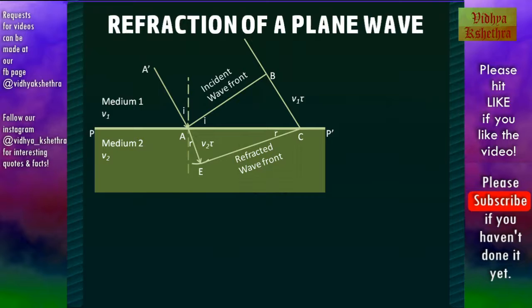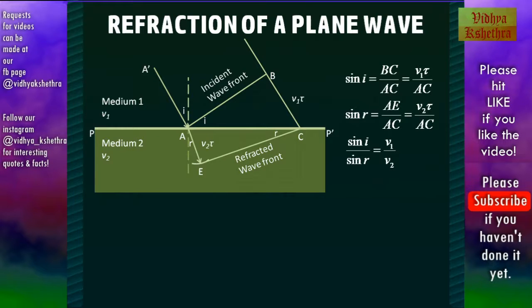Here I is the angle of incidence and R is the angle of refraction. Now from triangle ABC, sin I is equal to BC by AC, that is equal to V1 tau by AC. And in triangle AEC, sin R is equal to AE by AC, that is equal to V2 tau by AC. Therefore, sin I by sin R is equal to V1 by V2, that is the ratio of speeds of light in the two media.